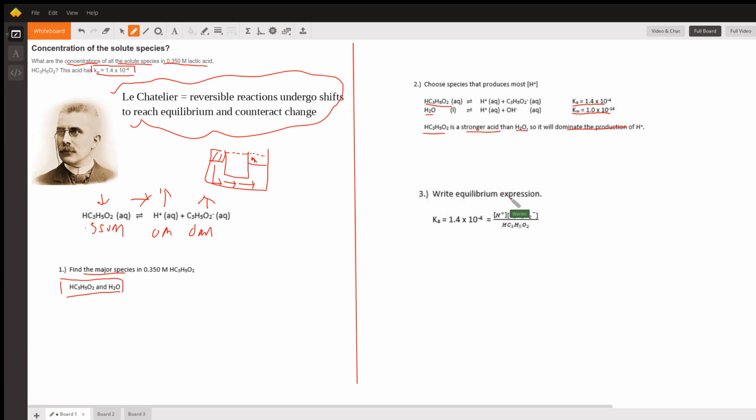So we write an equilibrium expression for lactic acid. It's just going to be the Ka equal to the concentration of hydrogen times the concentration of C3H5O2 over the concentration of lactic acid. From the equilibrium expression, it's going to be quite helpful once we substitute the equilibrium concentrations into the equilibrium expression to find what the concentration of H is.